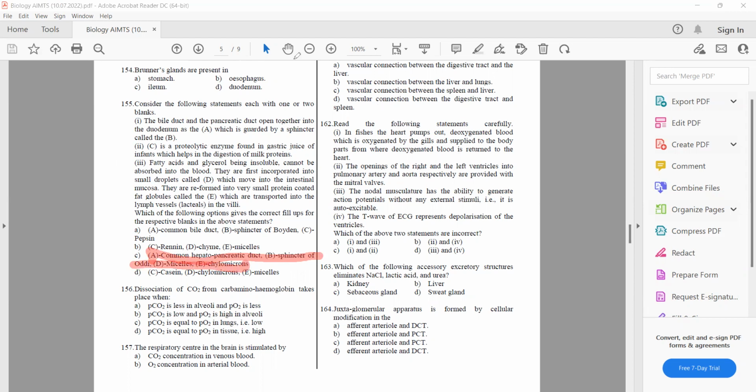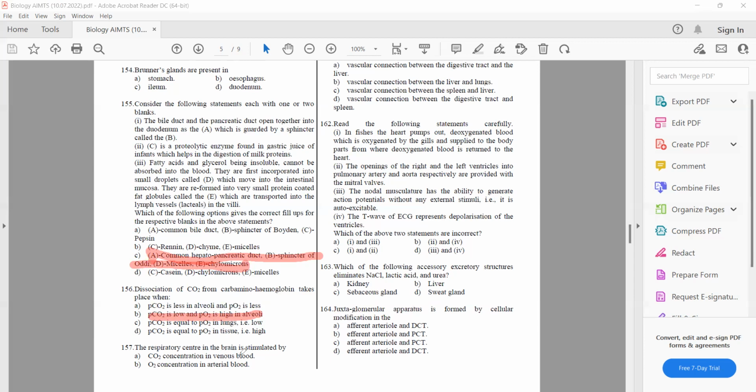156. Dissociation of carbon dioxide from carbaminohemoglobin takes place when? The dissociation takes place when partial pressure of carbon dioxide is less, and oxygen is high, obviously. There will be a dissociation of carbaminohemoglobin.